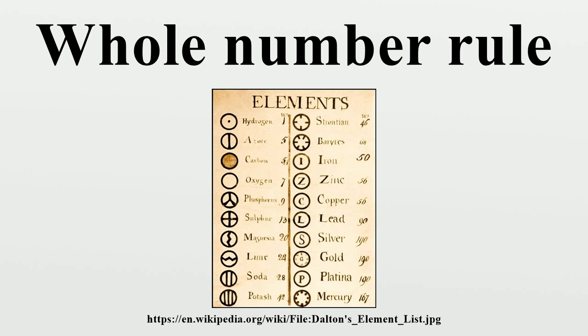Prout's hypothesis. In 1815, William Prout reported on his observation that the atomic weights of the elements were whole multiples of the atomic weight of hydrogen. He then hypothesized that the hydrogen atom was the fundamental object and that the other elements were a combination of different numbers of hydrogen atoms.